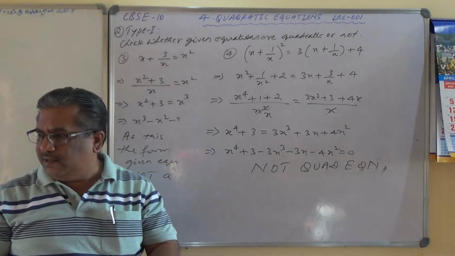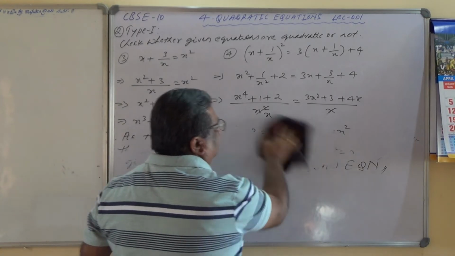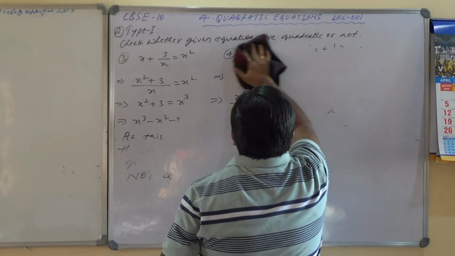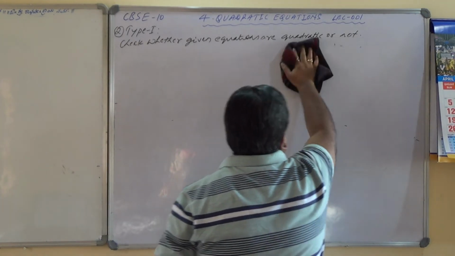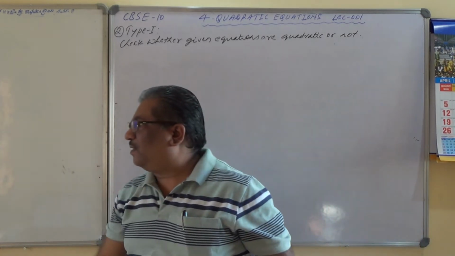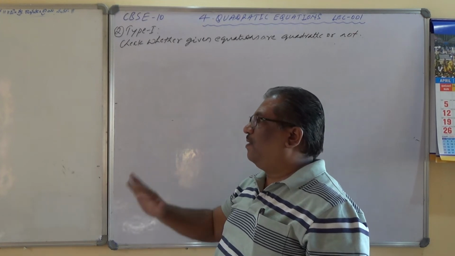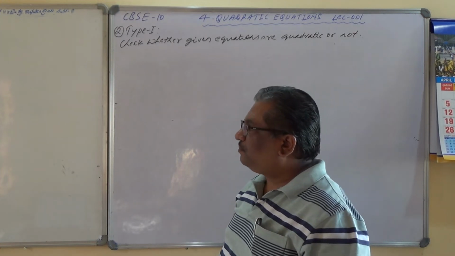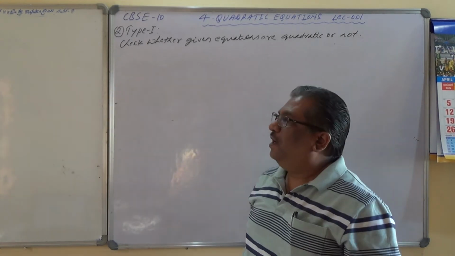Let me take a little bit one more now. I'll erase, clear the board. I hope you have noted down. I think I have solved enough to check whether these are quadratic equations or not. Let me check if something is there. No, I think I have covered almost all types. Fine, I think we can go to type 2.